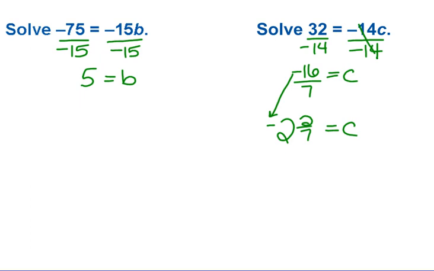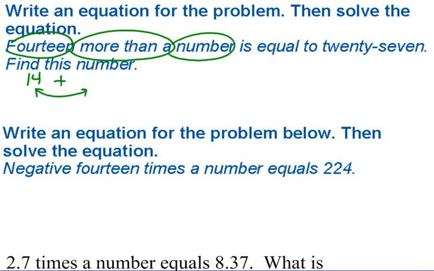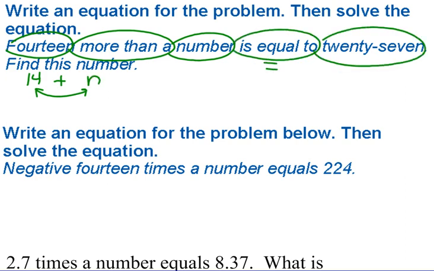All right. Let's go back to the beginning and kind of combine. So now we're not only going to write it out, but we're going to solve it. Okay. So 14 more than a number. So here we have 14 more than, plus, but reverse order. A number, I'm just going to use n. It starts with n. Is equal to 27. So if I write this problem out correctly, just go right here in the middle. We have n plus 14 equals 27.